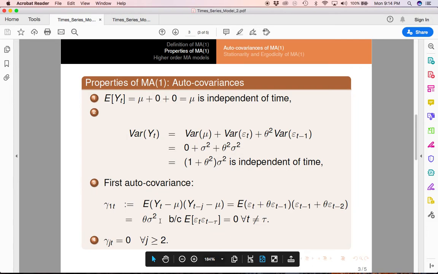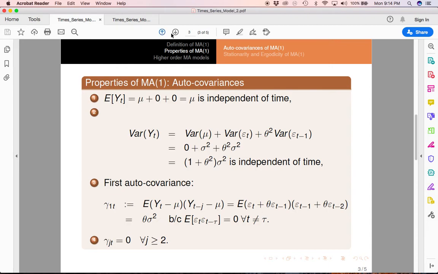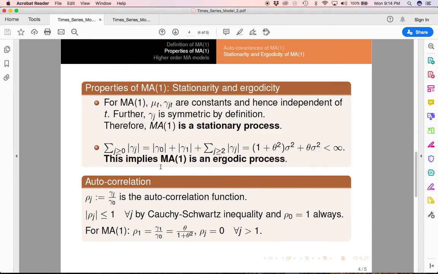In fact, all the other autocovariance functions, gamma sub 2t, gamma sub 3t, all those, if you do the calculations correctly, will turn out to be 0, so we don't have to worry about them. So what does all this tell us? It tells us that the mu and the gamma j's are constants.